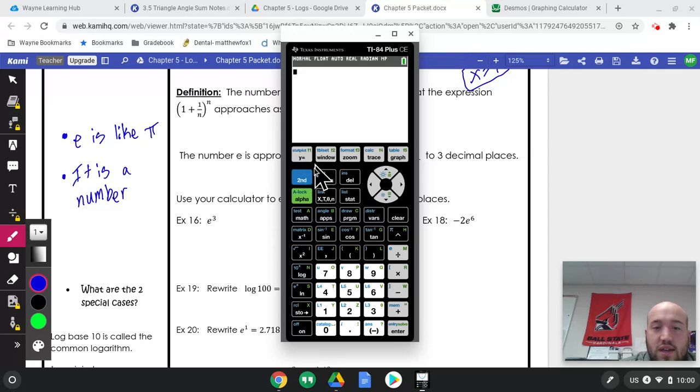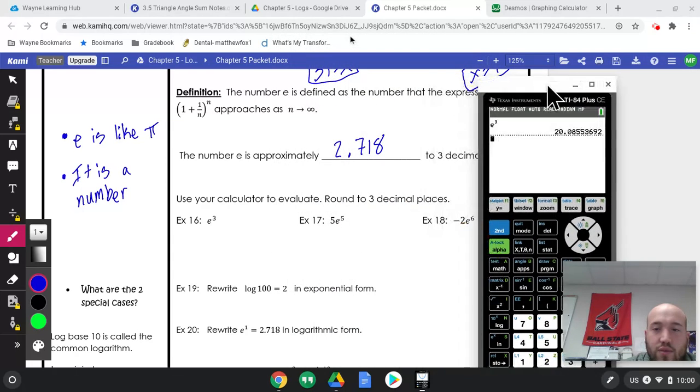But to get e, hit second, and then over here, this ln button, as you see in the top, it's e to the x. So e, now all I have to do is, in this case, it was e to the third, hit enter, and we get 20.085. Okay, and let's see, we wanted to go to the third decimal place, so 20.08, we round up to 6.